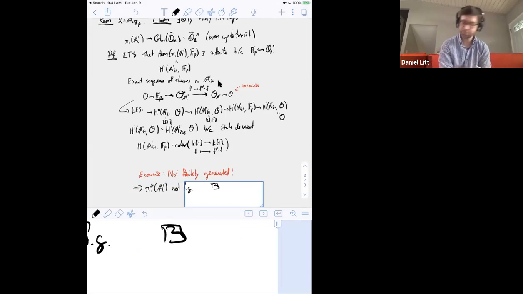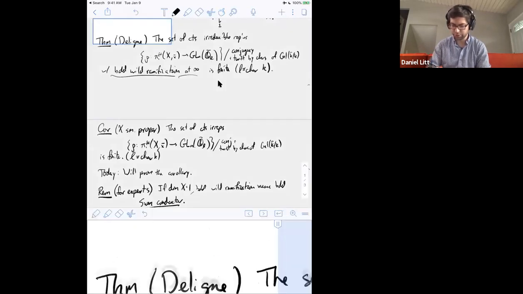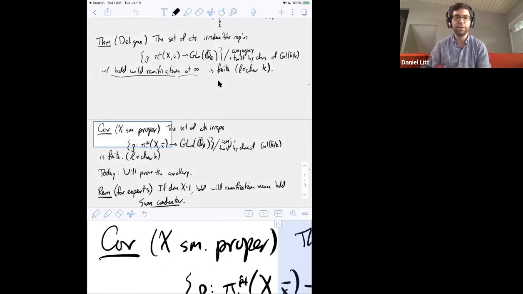Okay, so for the rest of the talk, I want to return to Deligne's finiteness theorem, and let me remind you what we're going to prove today. So it's this corollary, which I will point to using this box. This corollary says that the set of representations of pi1 of a smooth proper thing, up to conjugacy and twist by characters of Galois, is finite.